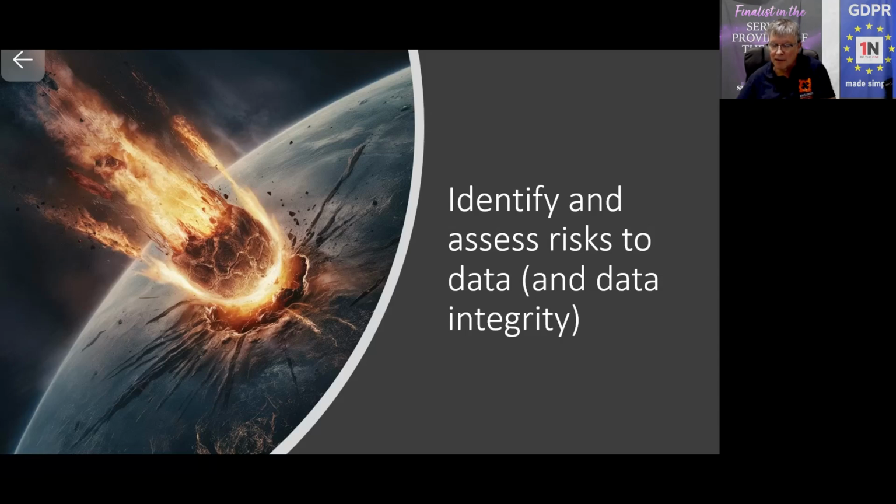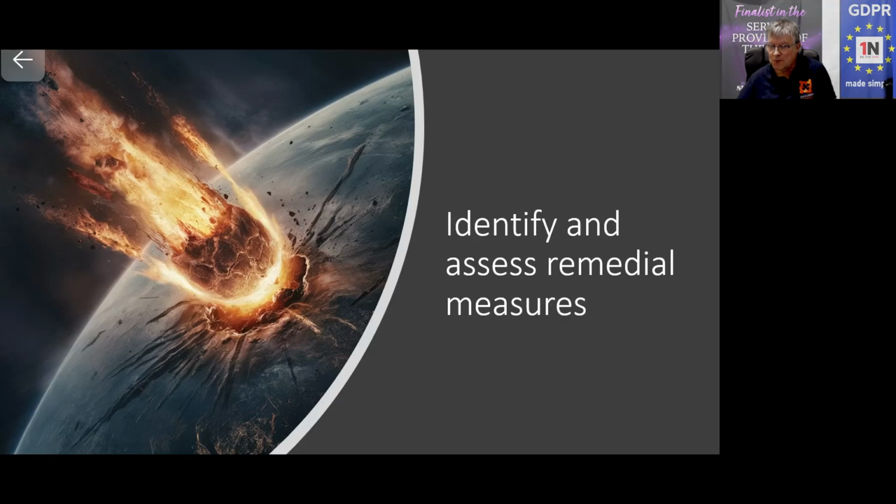As I say, you then need to identify and assess the risks to data and the risks to data integrity and document those risks. And try and be as broad as you can. Try and think of as many risks as you can. And then, as I said earlier, identify and assess the remedial measures that you can take to mitigate some of that risk, or all of that risk. In some cases you can eliminate the risk, but in lots of cases you can't actually eliminate it, but you can drastically reduce the risk.